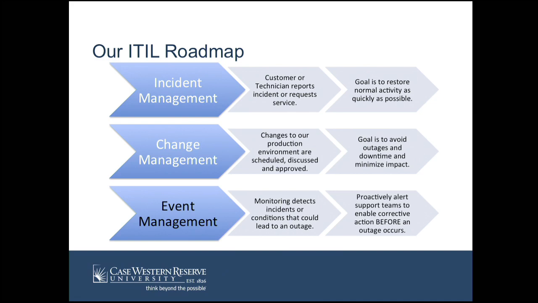We then implemented change management. This monitors and manages changes to our production environments, and making sure that those changes are scheduled, discussed, and approved. The goal of change management is to avoid outages and downtime and minimize impact. Today we're going to focus on event management, which is monitoring. Monitoring detects incidents or conditions that could lead to an outage, and proactively alerts support teams to enable corrective action before an outage occurs.